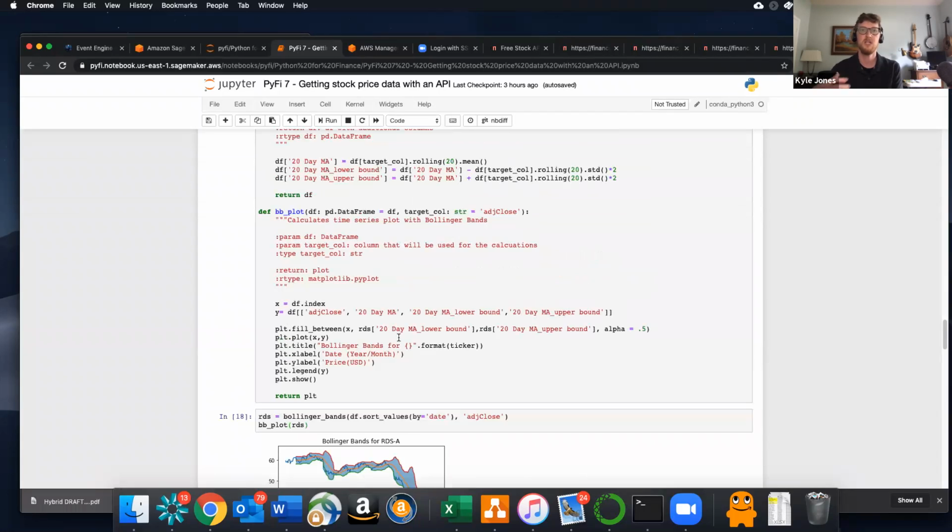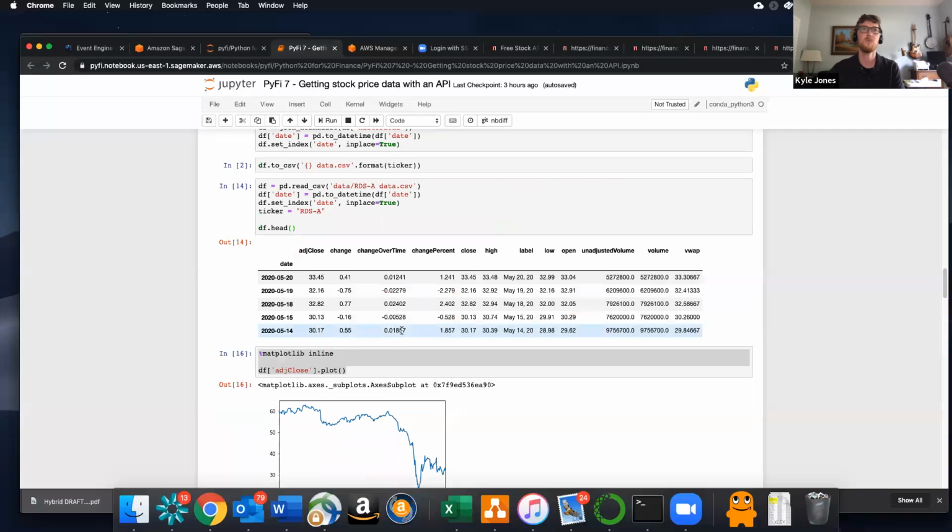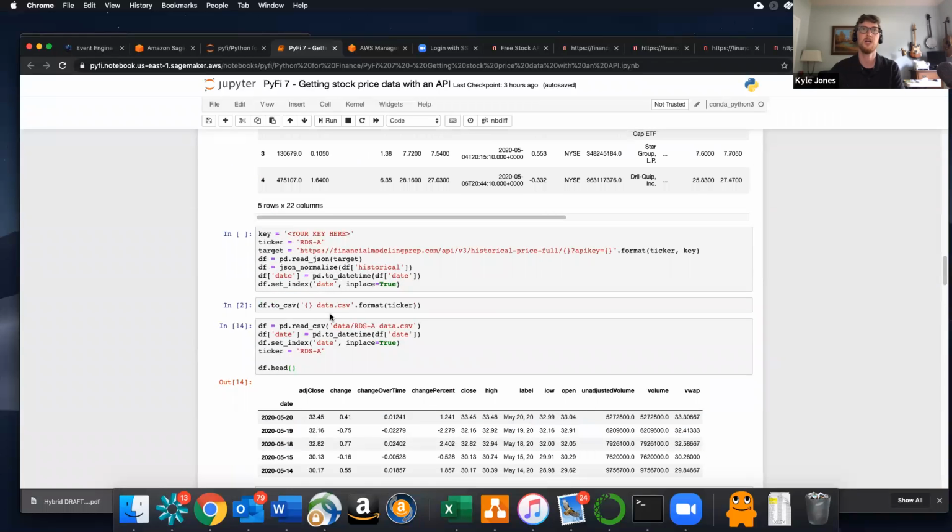The difference is yesterday, we didn't really use our own functions. We used functions that were built into Pandas, but we ran most of our things directly ourselves. Today, we're using functions because it allows us to reuse this over and over again. So we did this for Royal Dutch Shell, but we can just as easily change it to another stock, like Amazon.